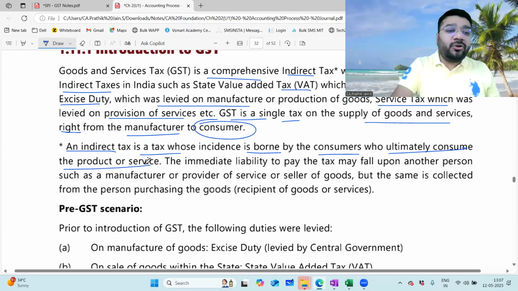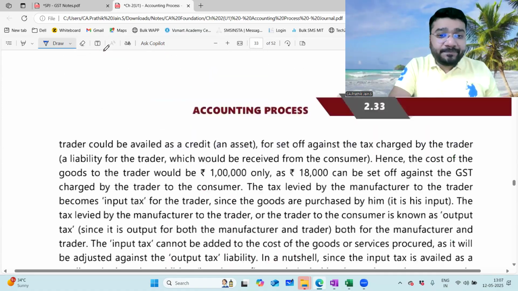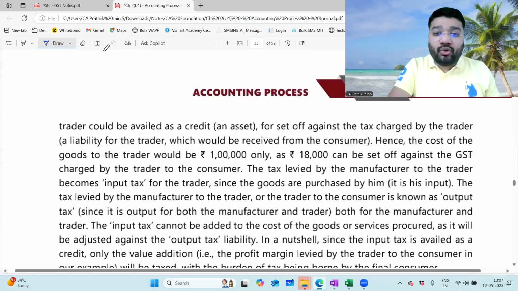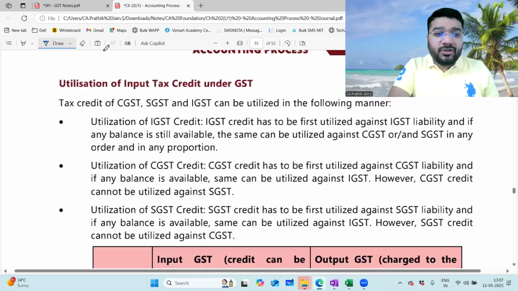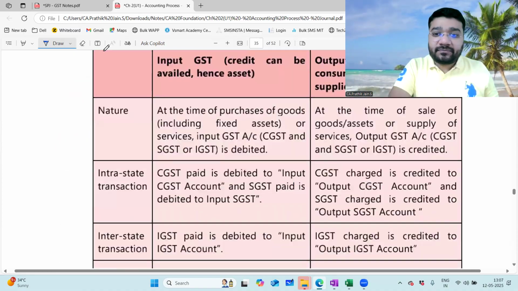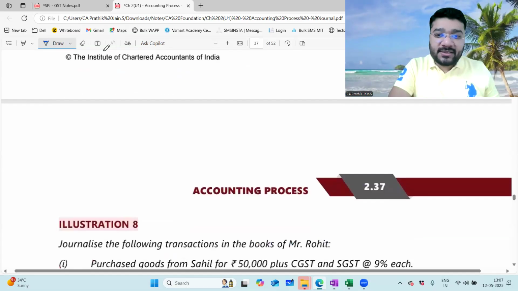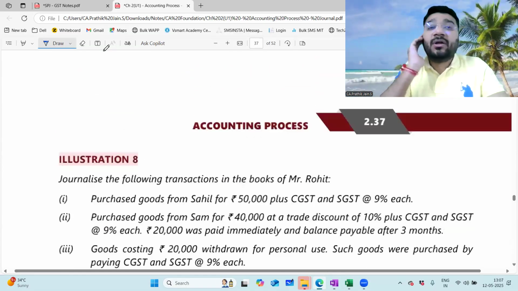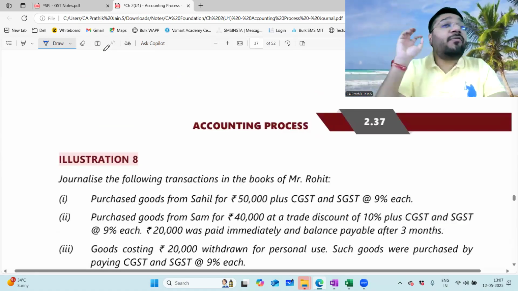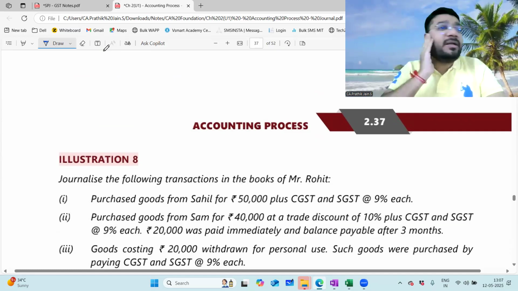So your homework is: whatever theory is there, from page number 2.32, 2.33, 2.34, 2.35, till 2.36, whatever theory is there, you'll take it as homework. Do what? Read it. If you have any doubts in it, immediately in the next class, get it clarified. Am I loud and clear?